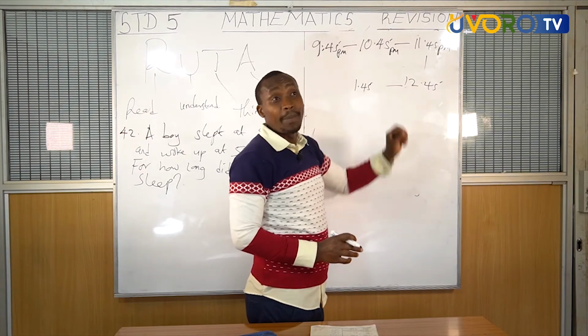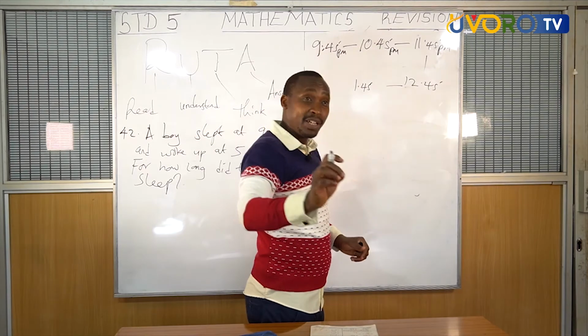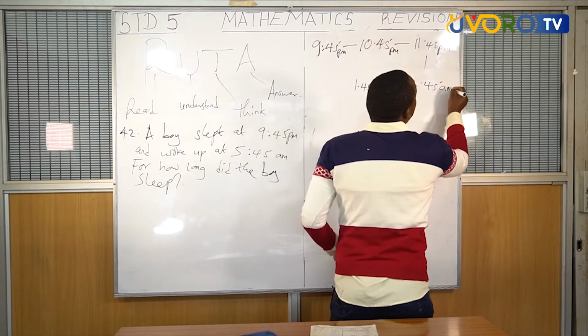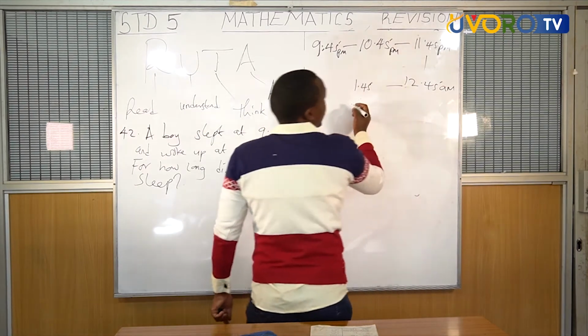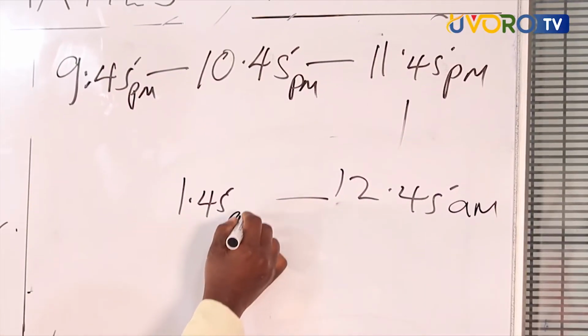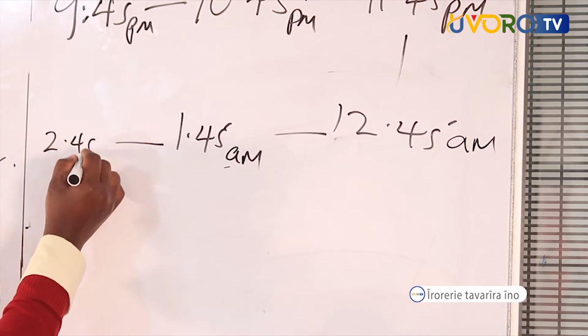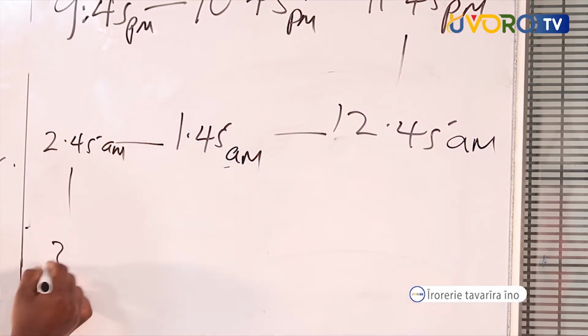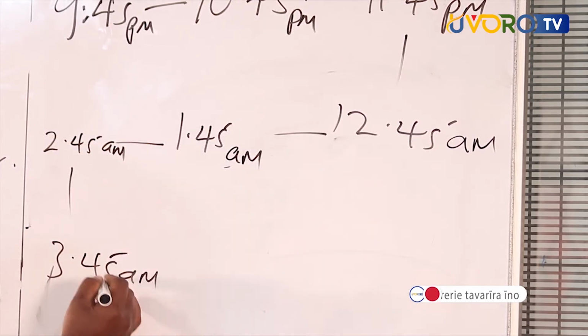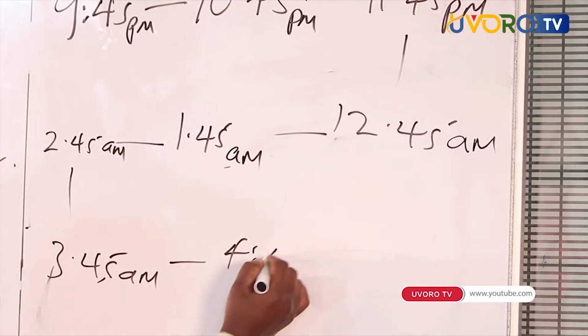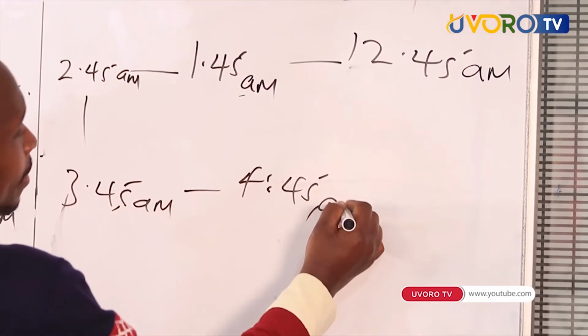Now, what is going to happen here? We should be having what? A.m. Very good. Now, it is 12:45 a.m. We go to 1:45 a.m., 2:45 a.m., 3:45 a.m., 4:45 a.m.